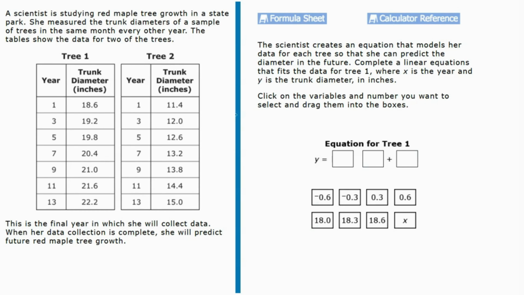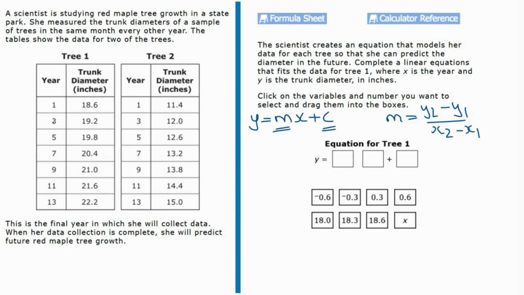So we know that the linear equation will always come in the form y equals mx plus c form, where m is the slope and c is going to be the y-intercept. To find out the slope here, you have to use the formula y2 minus y1 divided by x2 minus x1.